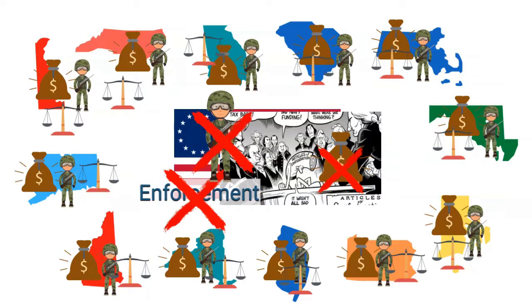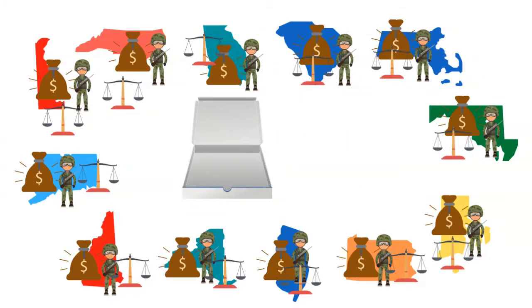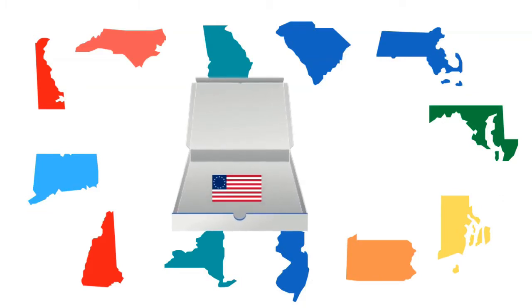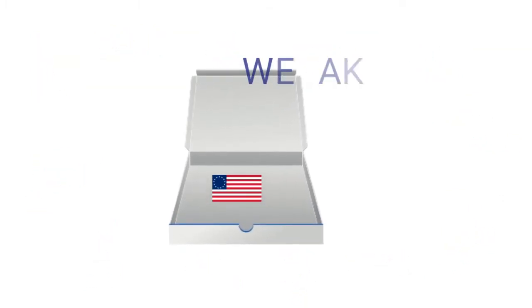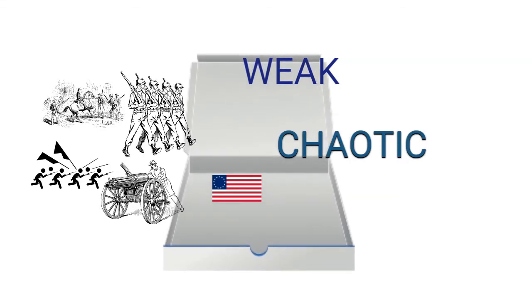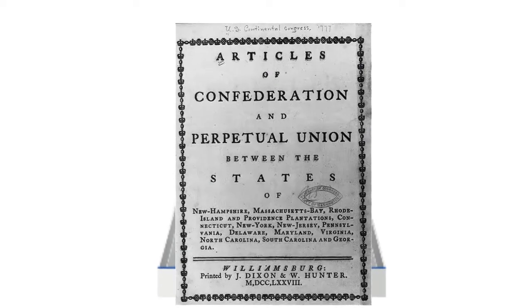So Congress is just a shell. Well, actually more like an empty box. And the rest of the world just see the United States at the time as weak, chaotic, and we're almost on an edge of a civil war. So really, without a central government, it didn't really work for us.